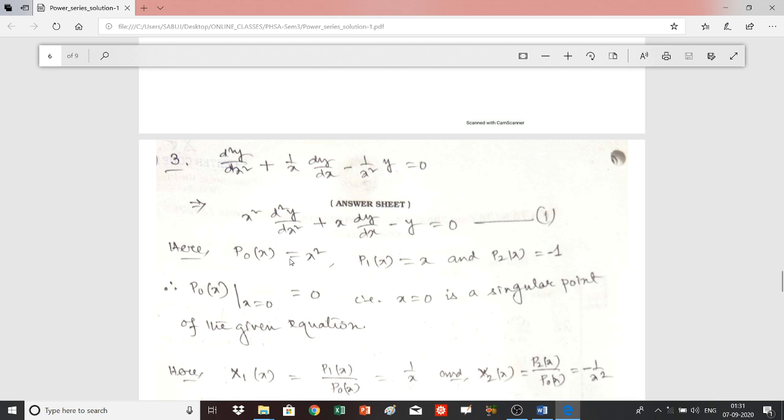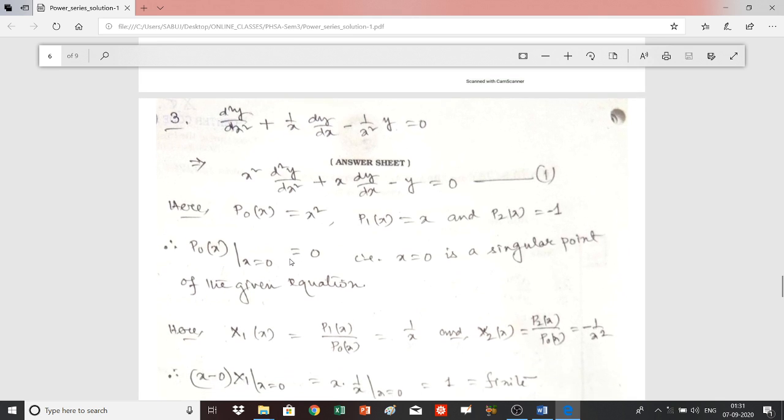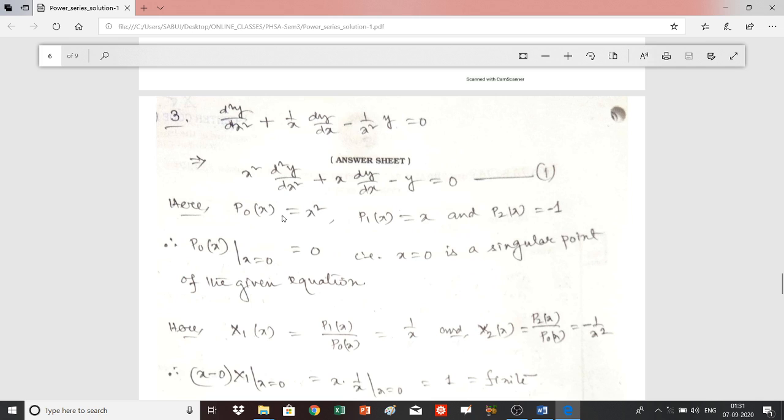So to check the singularity of this equation, you consider that for x equal to 0, the value of p0x, as given here, is equal to 0. That means x equal to 0 is a singular point. Once you get the singularity of this equation, then you have to check whether it is regular or irregular.